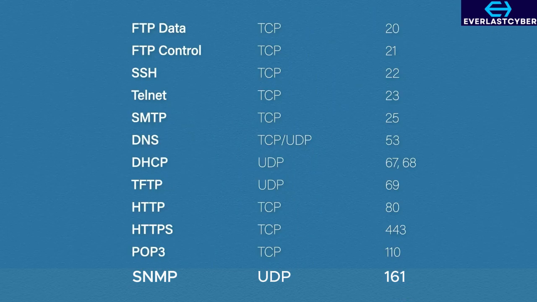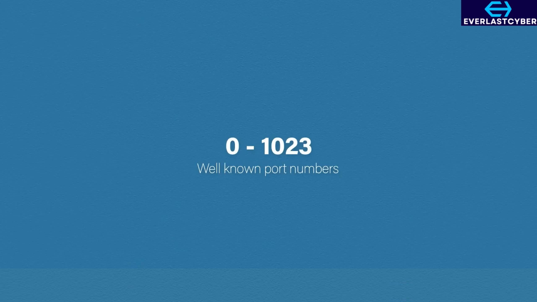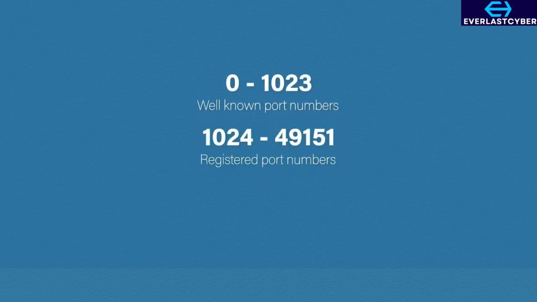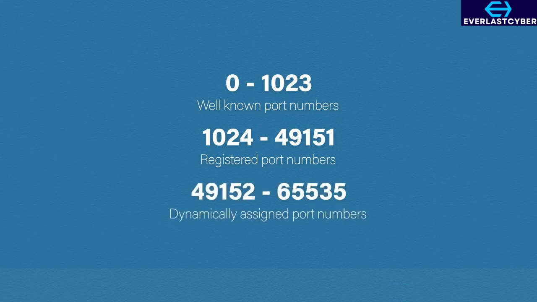Note that this is by no means a complete list. In fact, port numbers 0 through 1023 are well-known port numbers. Thankfully, we only really need to know the more common ones. There are also ports ranging from 1024 to 49,151. These are registered ports that companies have registered. And finally, we have ports 49,152 through 65,535, which are dynamically assigned ports. These are used to randomly generate unique port numbers for that local computer that it can use as its source port.